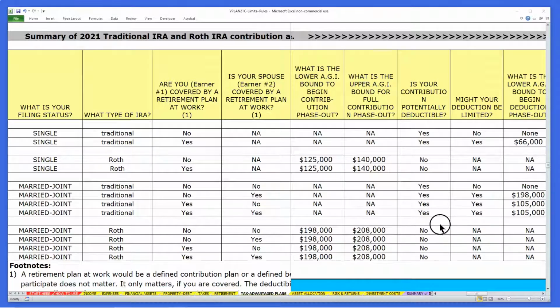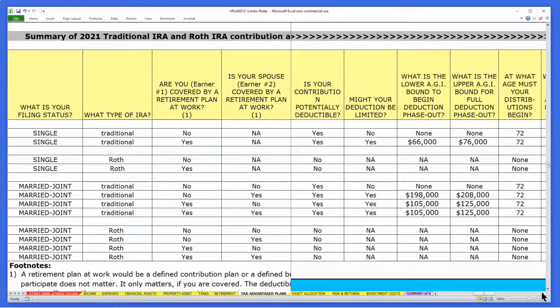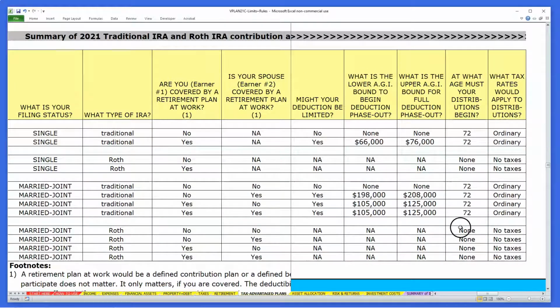These remaining columns over here concern whether or not a contribution is deductible, and Roth contributions are never deductible, so none of this really applies. Also, this notes there that there are no distributions that are required in retirement, so you don't have to take distributions, and the primary reason for that is that there are no taxes subsequently on any Roth assets.